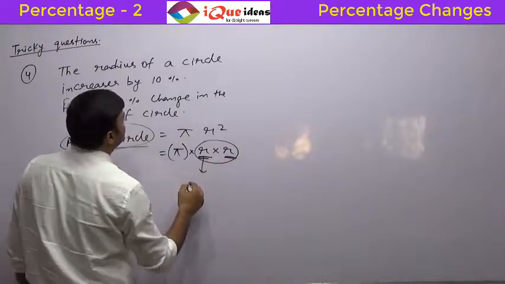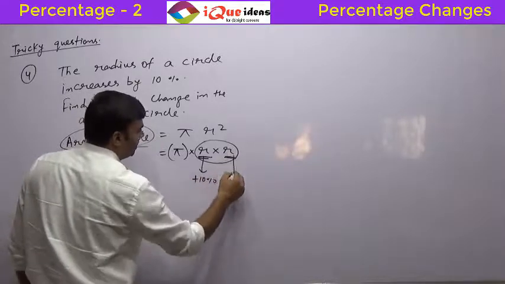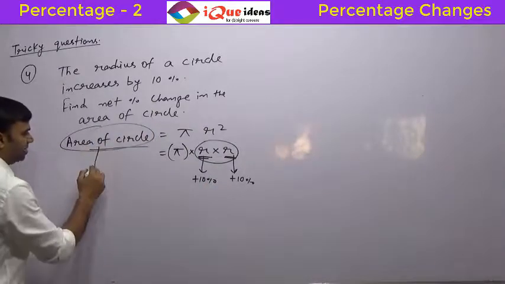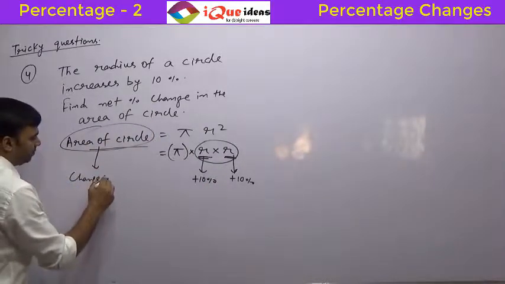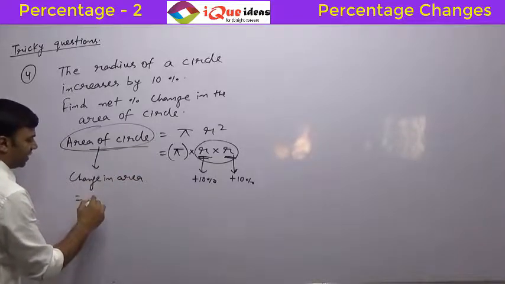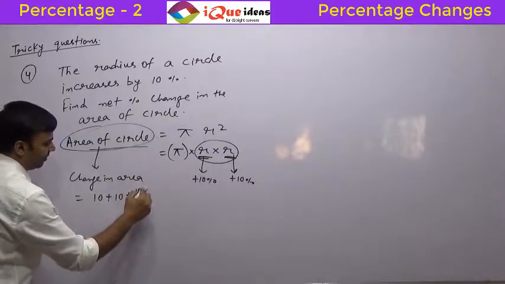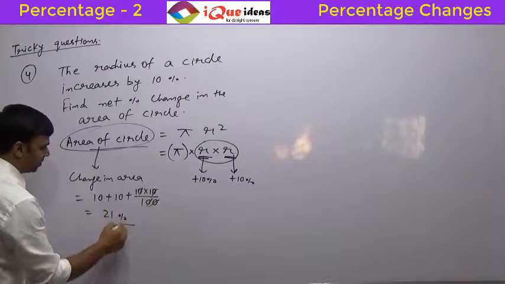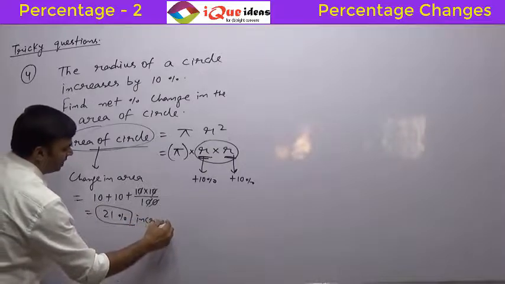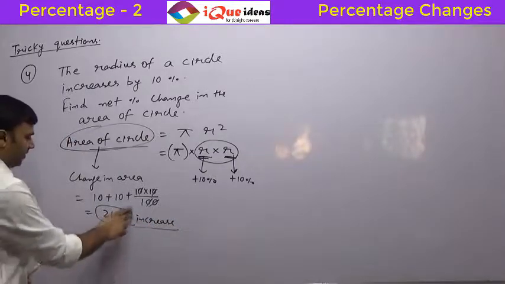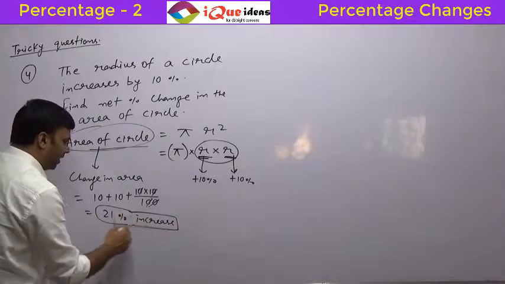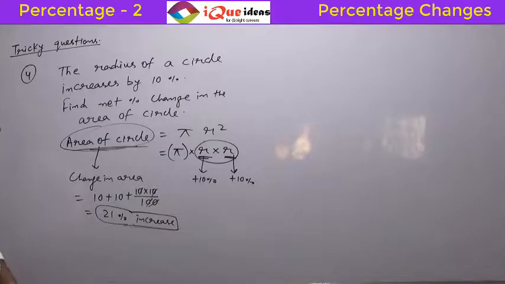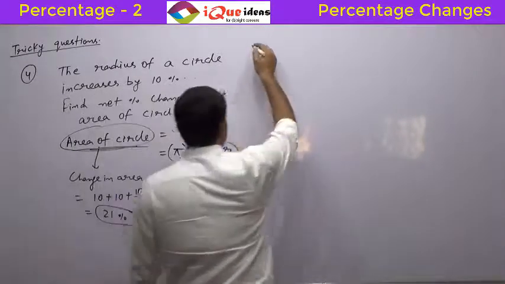The change in r is given as 10%. The change in this r is also given as 10%. So that means we can still apply the successive change method. Change in area will be equal to, straight away, a plus b plus ab by 100. So 10 plus 10 plus 10 into 10 by 100. So this gives us 10 plus 10, 20, plus 1, 21%. So the area increases by 21%. So this is one very beautiful situation. Wherever there is a product, change in the final quantity can be calculated as the successive change in the component quantities. Let's take one more question.